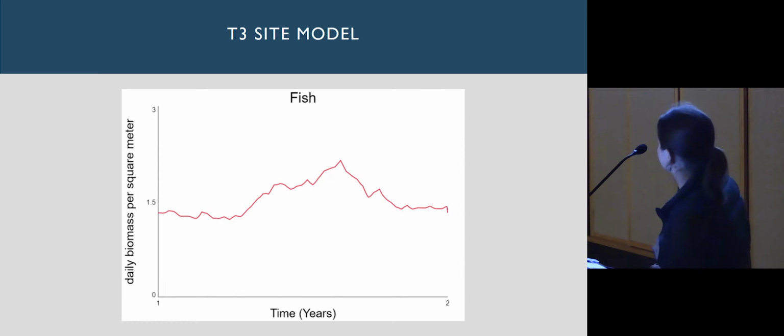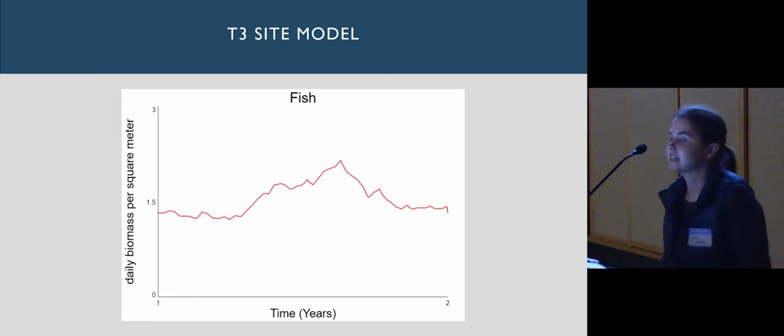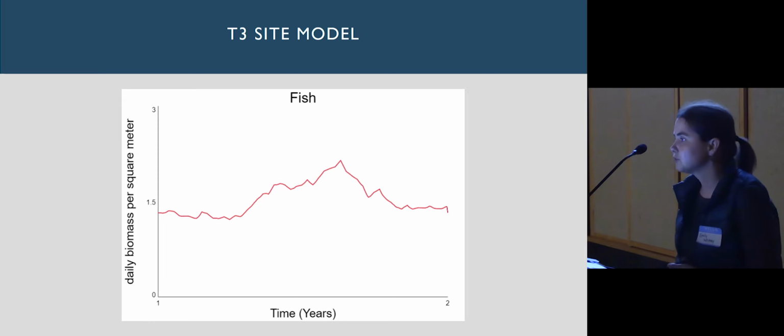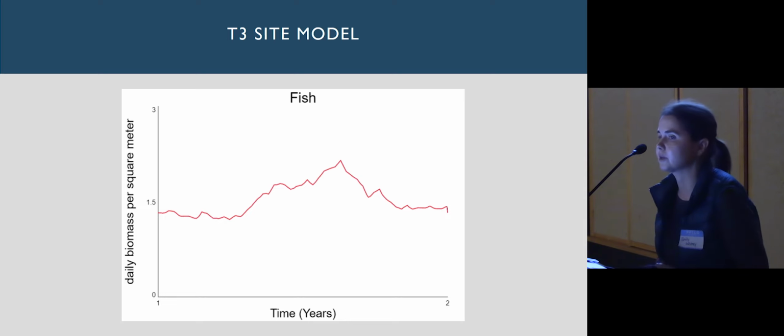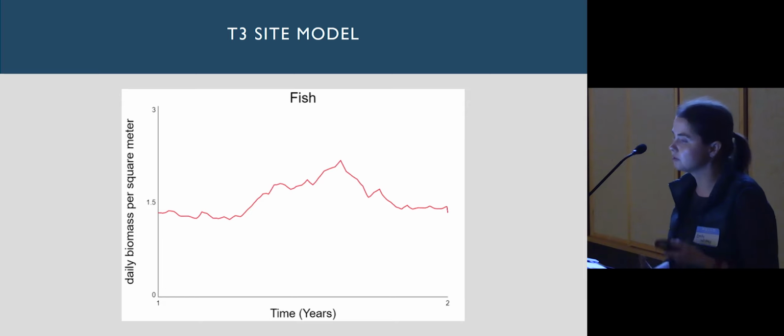And what does that look like? To start, here's an example looking at our fish biomass. Here I've zoomed in so that you can see the seasonal variation within a single year of the model run. We have time on the x-axis, and our y-axis is an estimate of daily fish biomass per square meter. And what we can see is that we do have some seasonal variation in what's happening in that fish population.